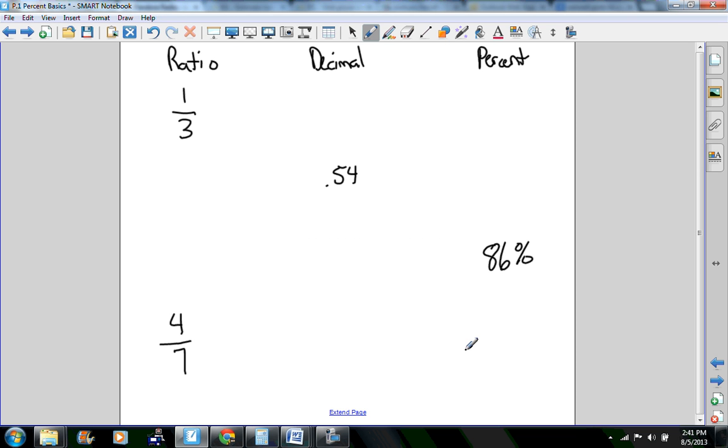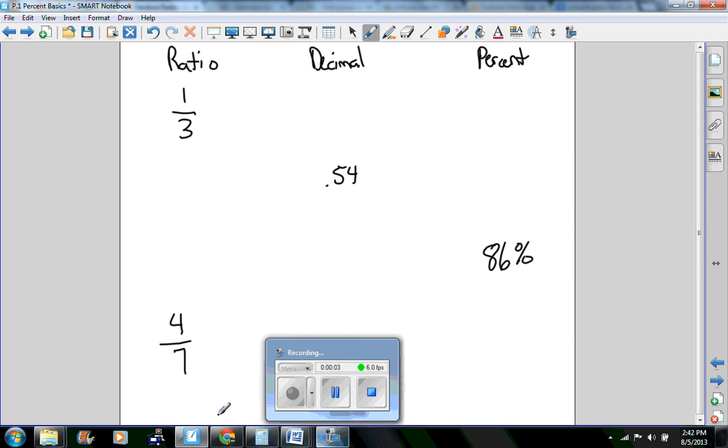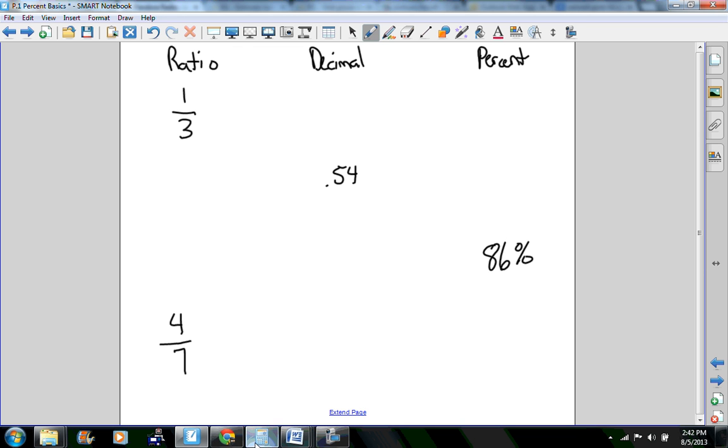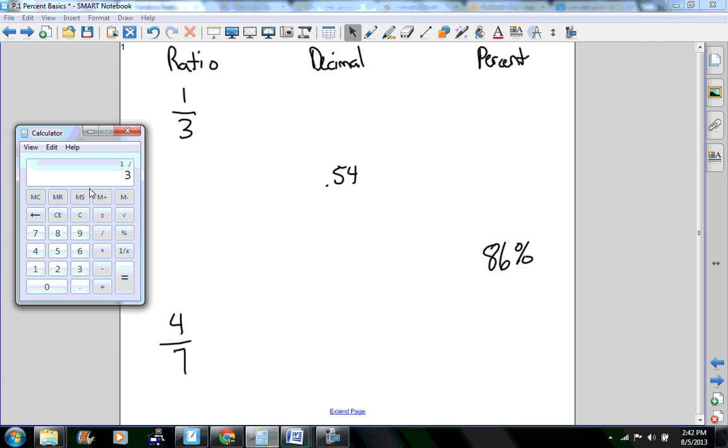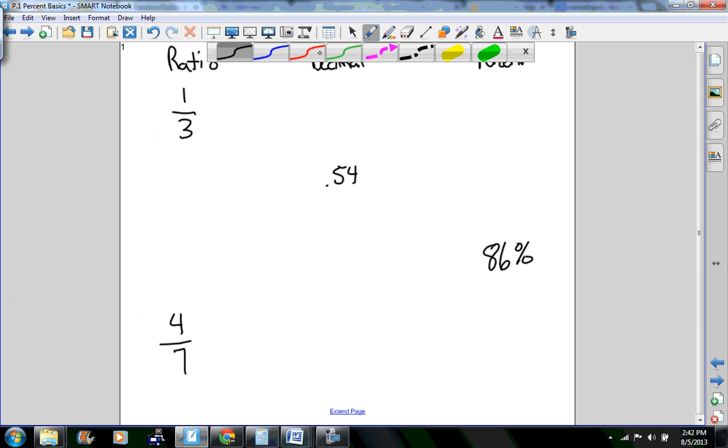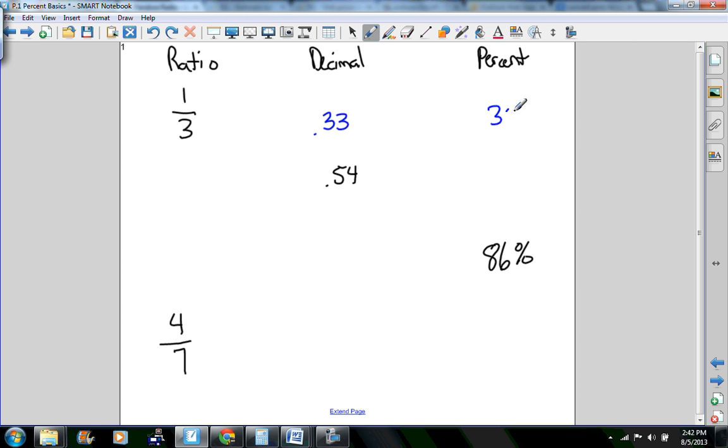So we have ratios on the left, which are fractions, decimals in the middle, and finally percentages. The way you get from ratios to decimals is you could use long division, but for this chapter I'll allow you to use calculators. So the ratio 1/3 is 0.33 repeating. Since we don't use repeating symbols, we're just going to go 0.33. Then to make a decimal into a percent, you move the decimal place 2 to the right, like that. So you get 33%.